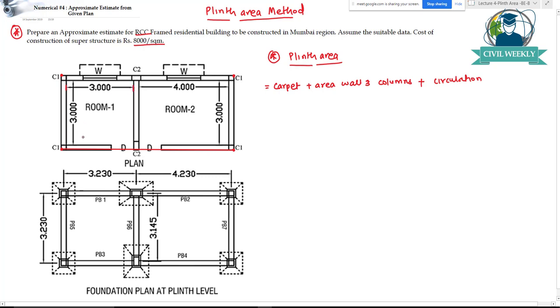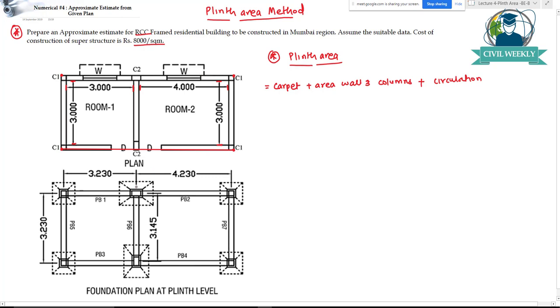The dimensions which are given to you are inner to inner dimensions. So this is 3 by 3, inner to inner dimension, which gives you the carpet area. This is also an inner to inner dimension, 4 meter by 3 meter, so it will give you a carpet area. But we have to find out considering the outer dimensions. So how will you find out the outer dimensions?